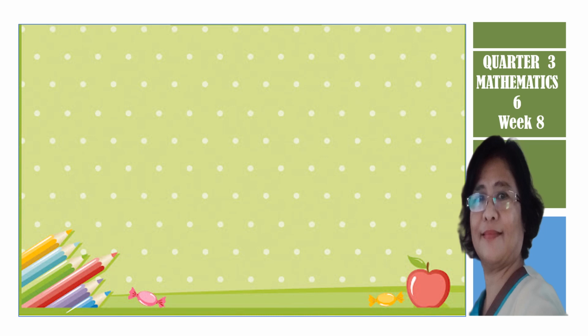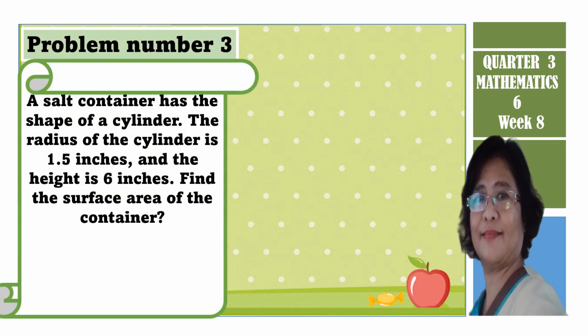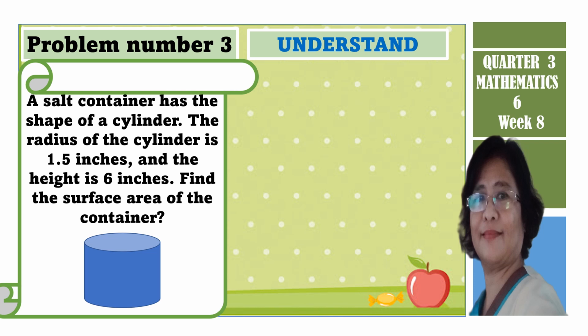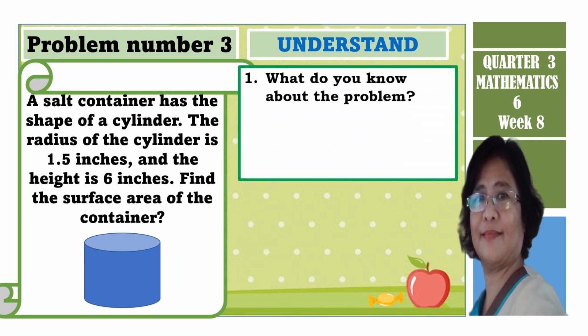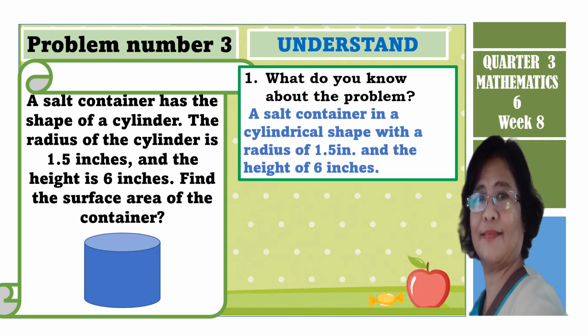Problem number 3. A salt container has the shape of a cylinder. The radius of the cylinder is 1.5 inches and the height is 6 inches. Find the surface area of the container. Let us now understand the problem. First, you should know what the problem is all about. So the problem is all about the salt container in a cylindrical shape with a radius of 1.5 inches and the height of 6 inches.